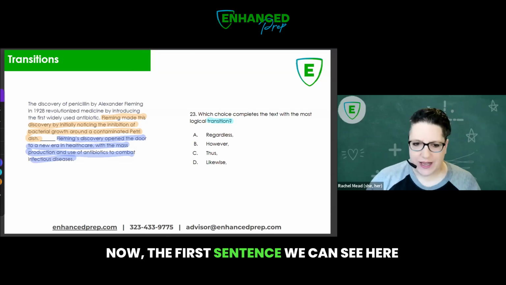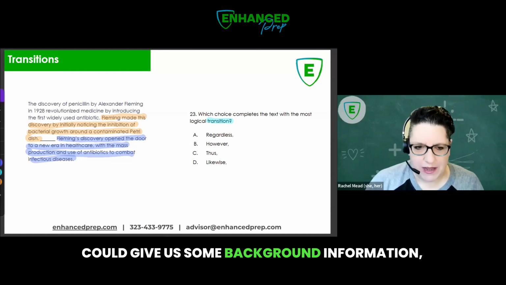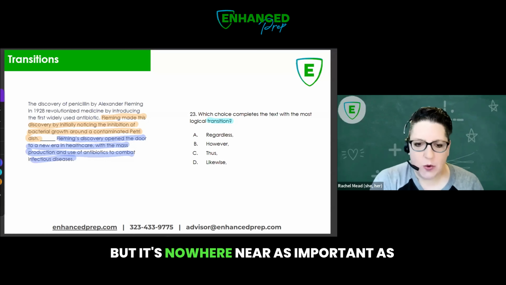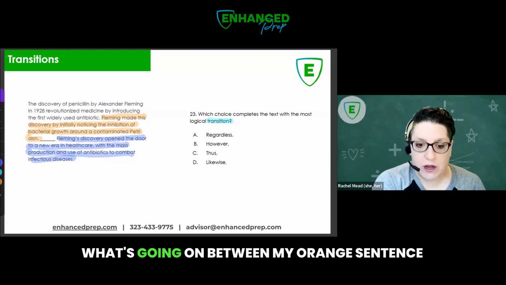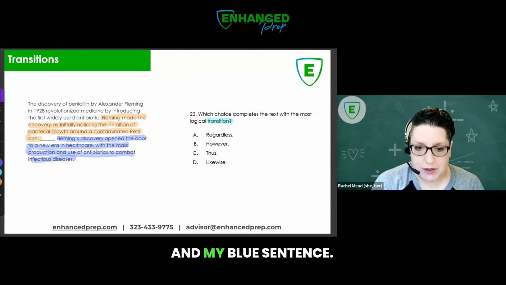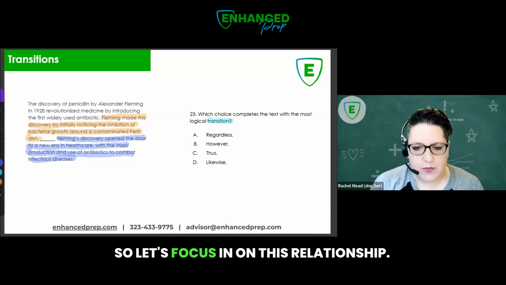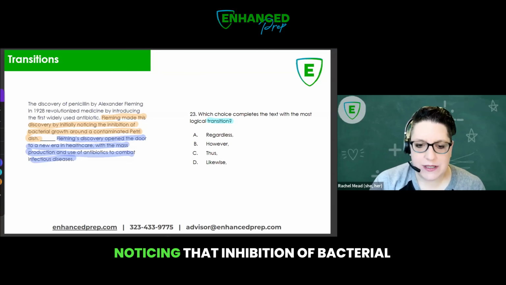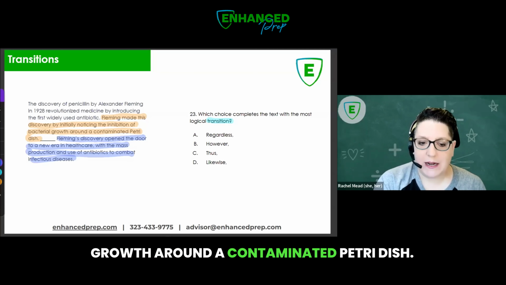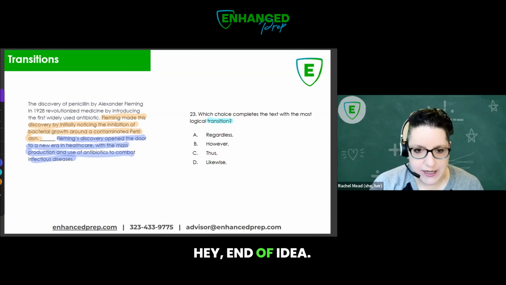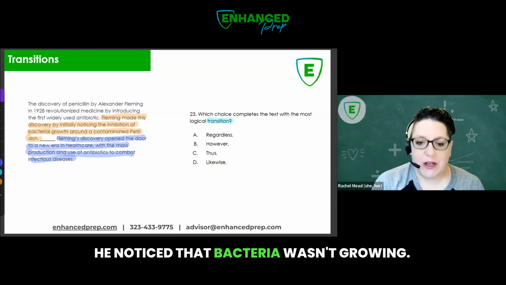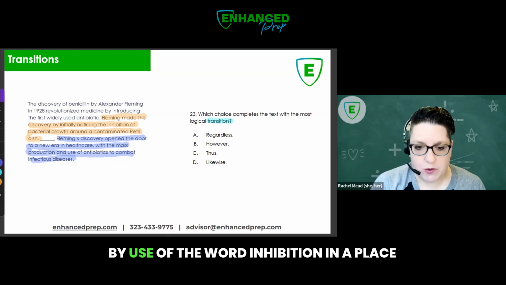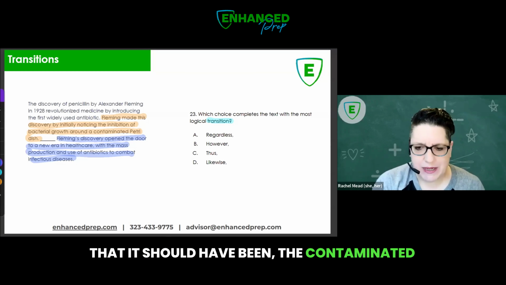Now, the first sentence we can see here could give us some background information, but it's nowhere near as important as what's going on between my orange sentence and my blue sentence. So let's focus in on this relationship. Fleming made this discovery by initially noticing the inhibition of bacterial growth around a contaminated petri dish. Okay, end of idea. He noticed that bacteria wasn't growing by use of the word inhibition in a place that it should have been, the contaminated petri dish.